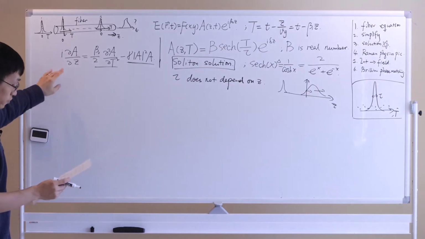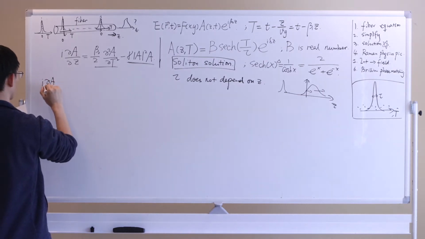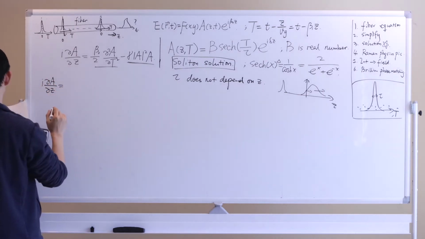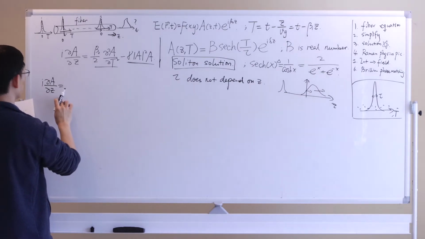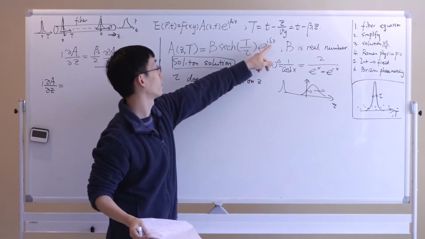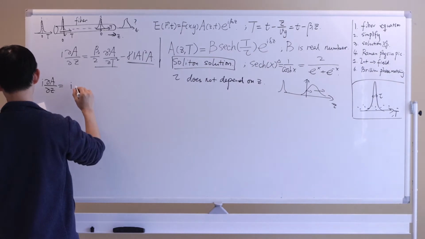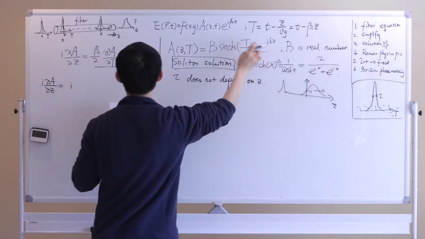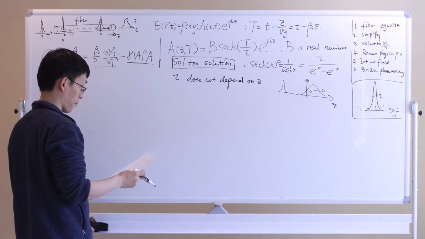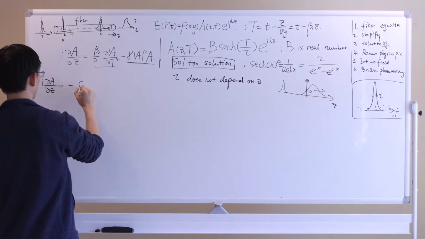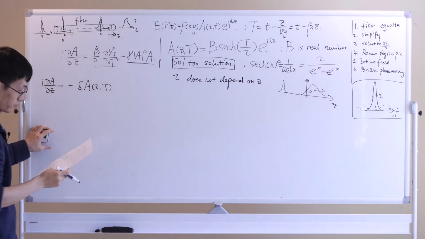Let's do this derivative term by term. The first one is fairly straightforward. You take the derivative with respect to z, and that will give you i delta coming to the front, and the rest is unchanged. So i delta times this i here, you acquire a negative sign: minus delta A(z,t). So this is the first term.